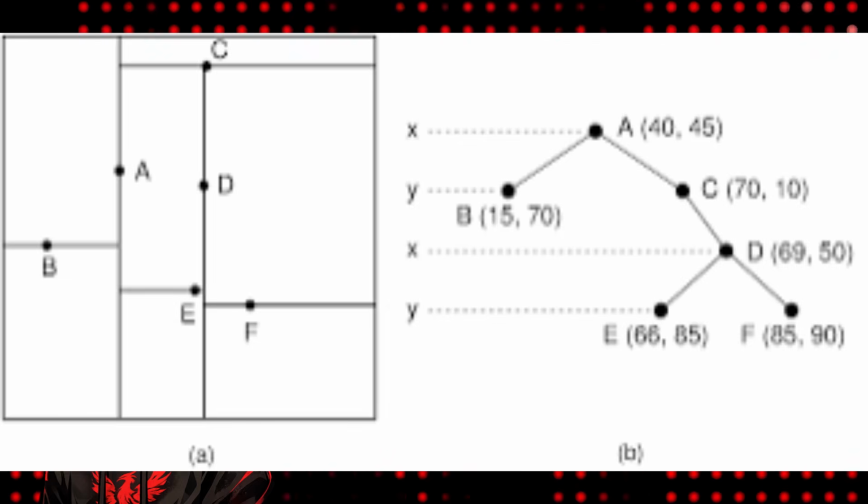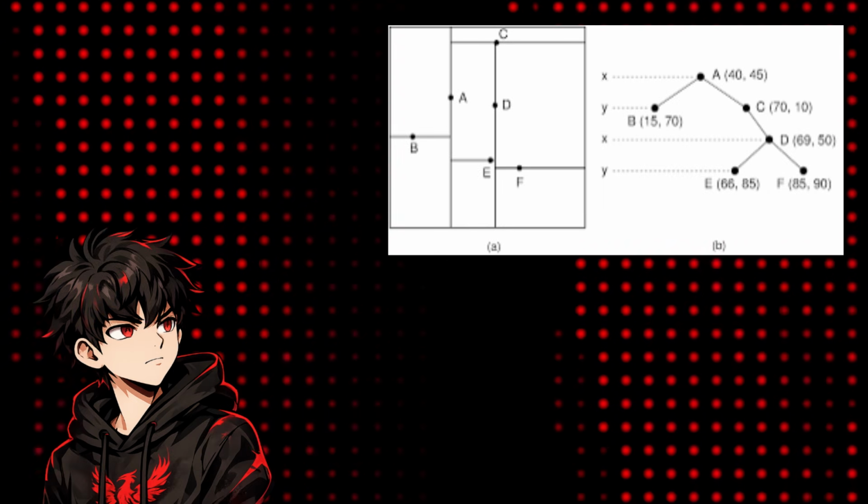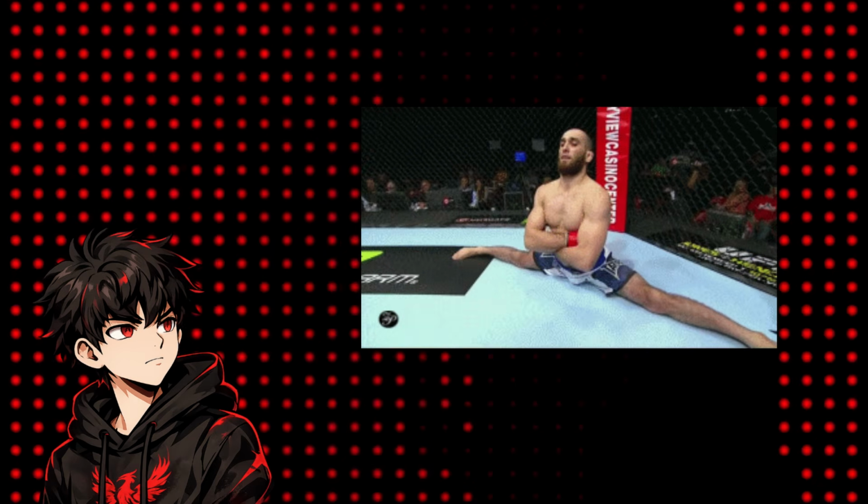KD tree. The next approach was the KD tree. Instead of storing vectors in a flat structure, a tree recursively partitions the vector space.